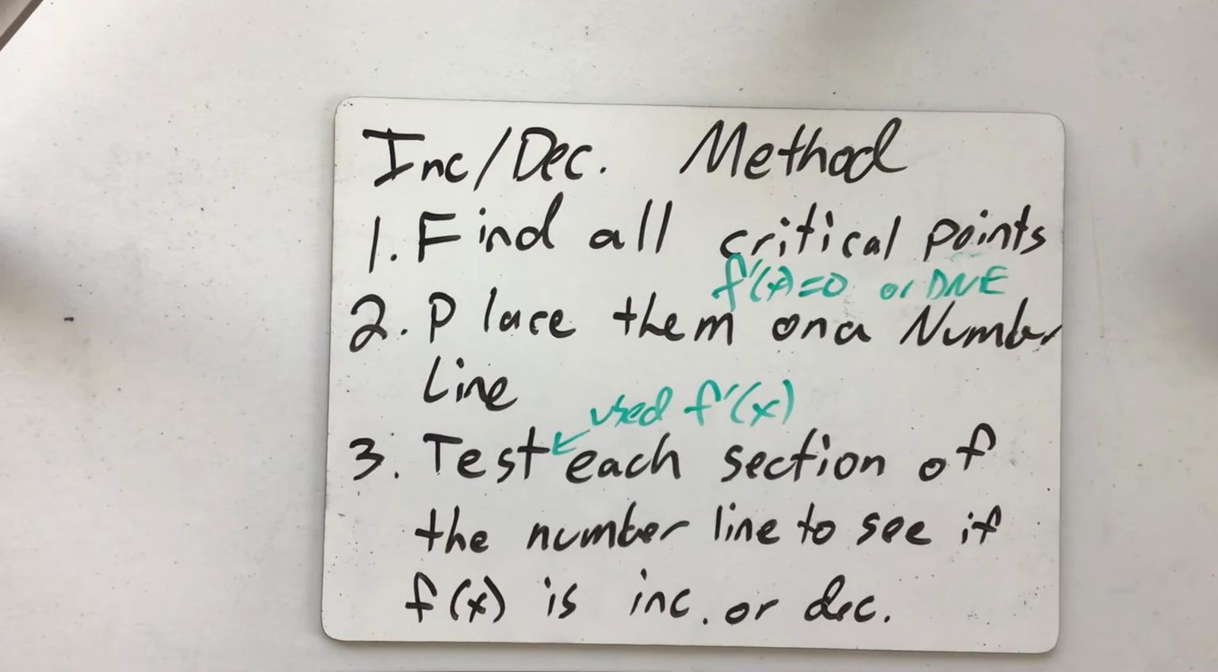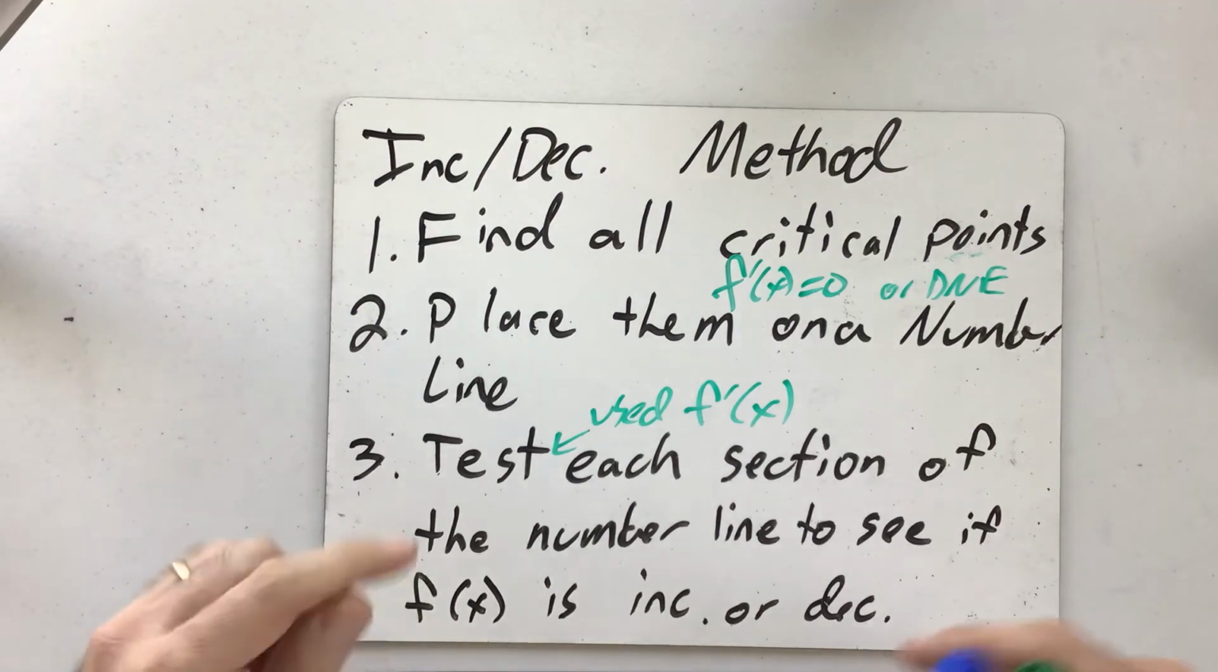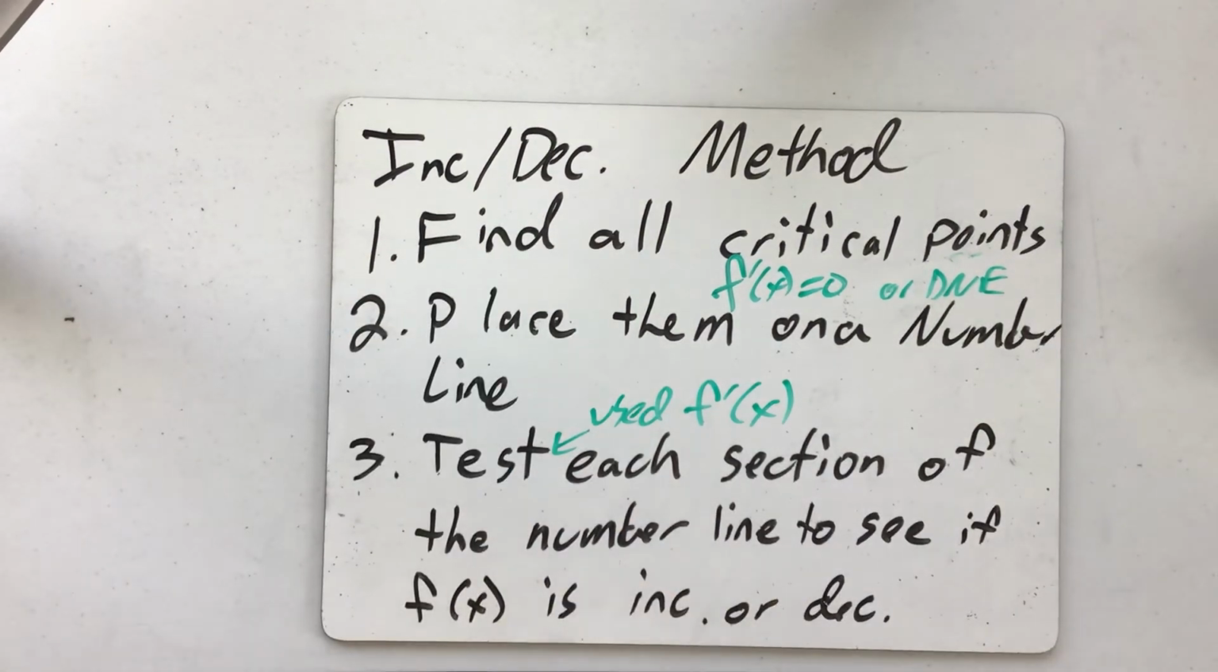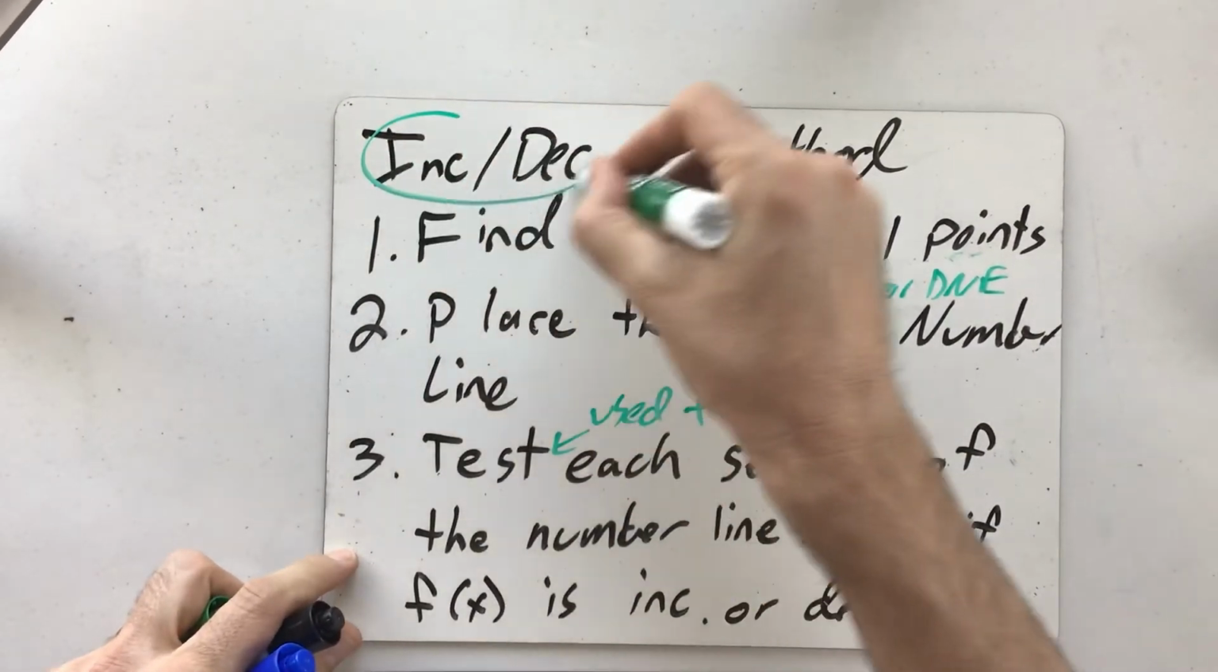So we put that point in the derivative to see if it was positive, then we got an increasing point. If it was negative, then we got a decreasing point. So this was the increasing and decreasing method.